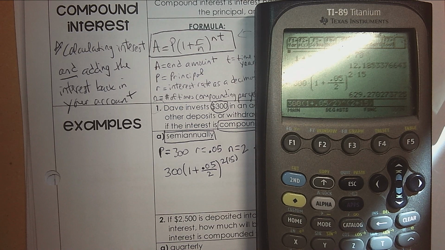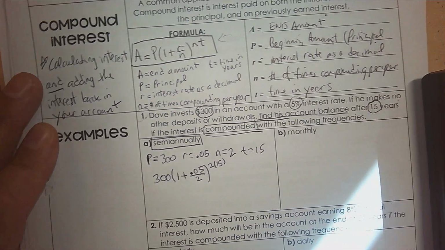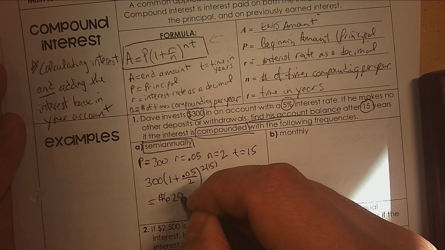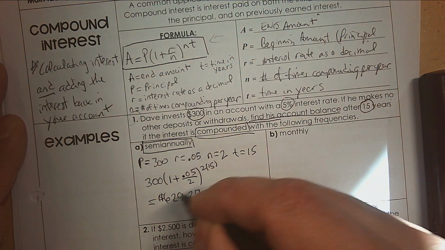All right. So how much money will be in the account? And we write it down. $629.27.